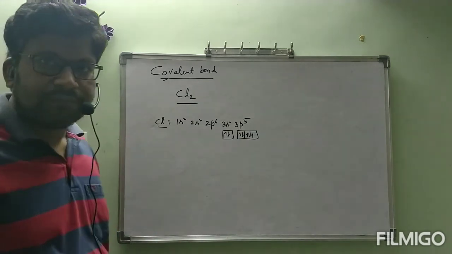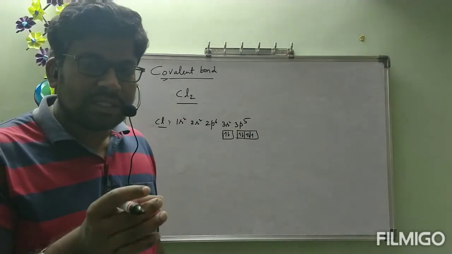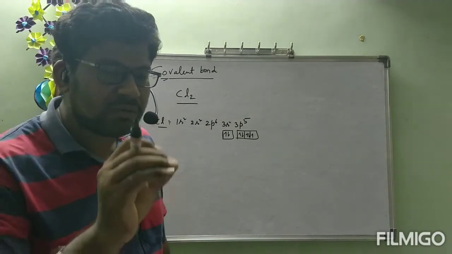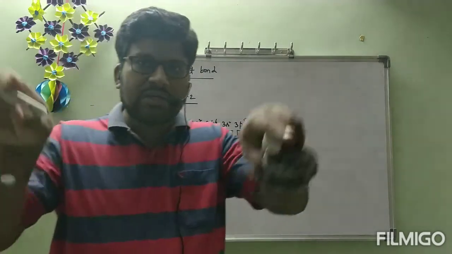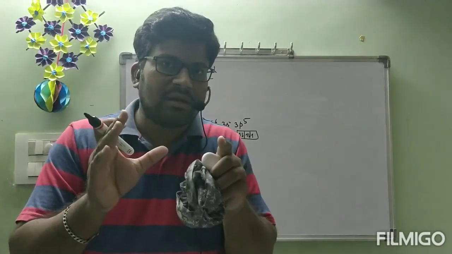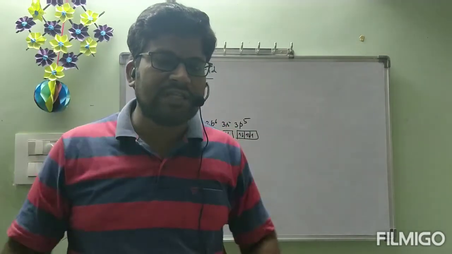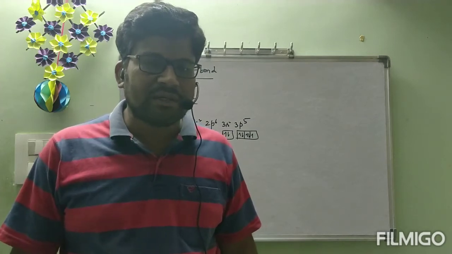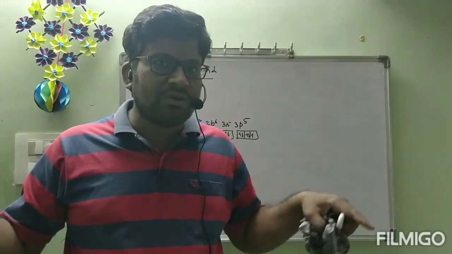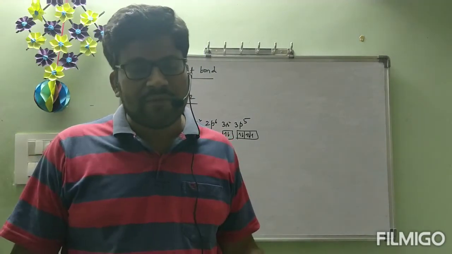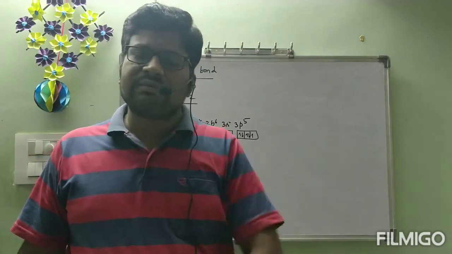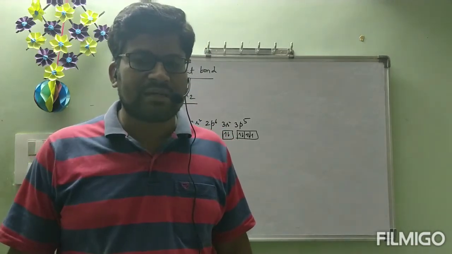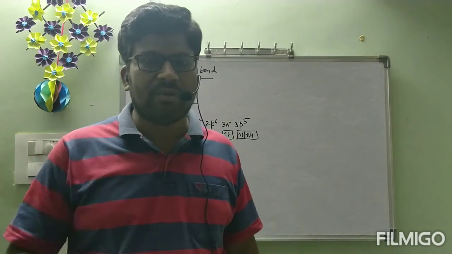Please understand carefully. The electrons which are present in the outermost shell are called valence electrons. Those valence electrons are only involved in bond, because when two atoms are in contact with each other, first they will be in contact with which electrons? Outermost electrons only. Inner electrons will not be in contact with another atom. Correct or not? That's why the electrons present in the outermost shell are called valence electrons, and only they are involved in bond.